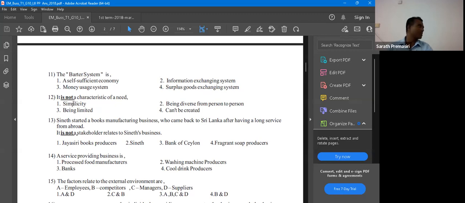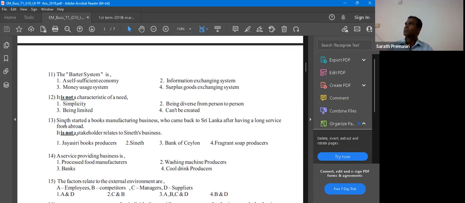Simplicity is a characteristic. Being limited is a characteristic. Being diverse from person to person is incorrect. Needs are not diverse, needs are equal. So, can't be created. So the first one, third one, fourth one. The first and second are incorrect.